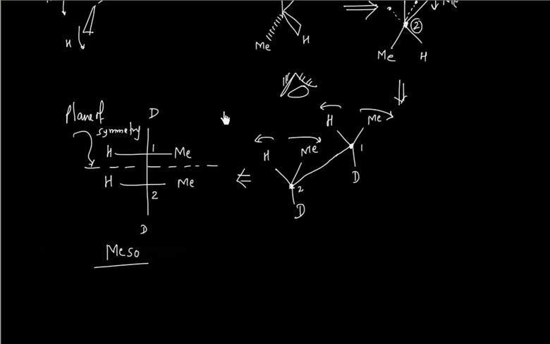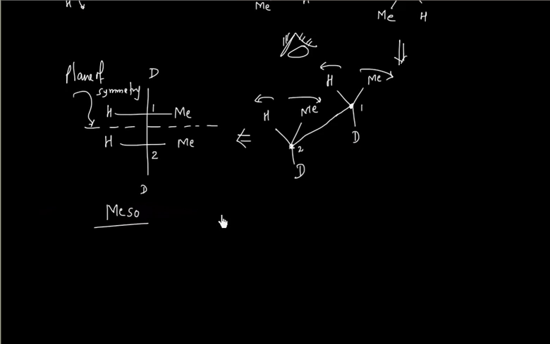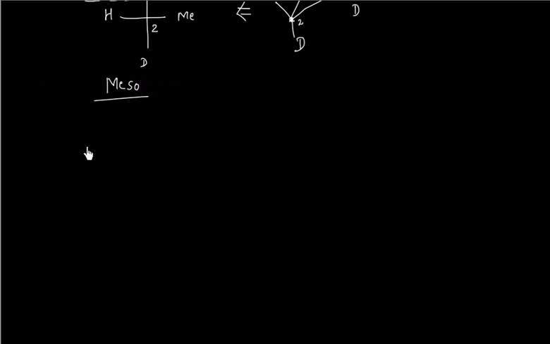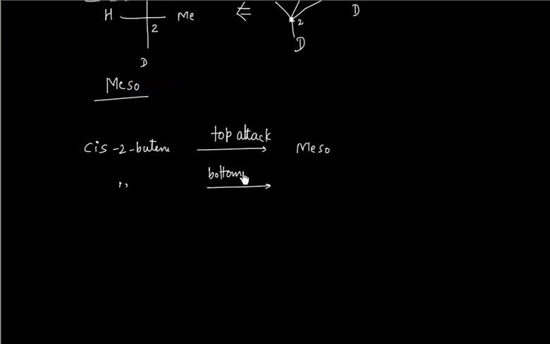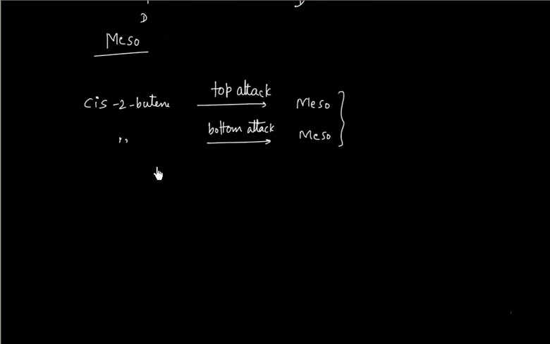So basically either we have top attack or we have bottom attack. In both cases we will get meso. So we have cis-2-butene. Either we have top attack, that is top addition, we will get meso, or we have bottom attack, we will have meso. So in both cases we are getting the same compound.